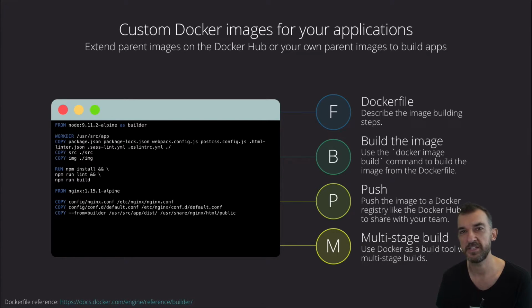What you see here in the example is a multi-stage build. This Dockerfile has two FROM instructions, and this means that you can use Docker as a build tool in your project. With the first image, you are building your application, and with the second image, you are going to serve your application. Once you generated your Docker image, you can push it to a central registry like the Docker Hub.